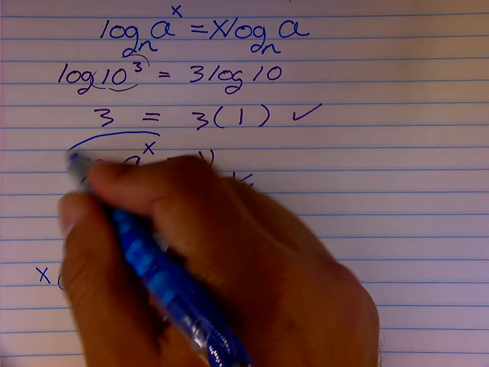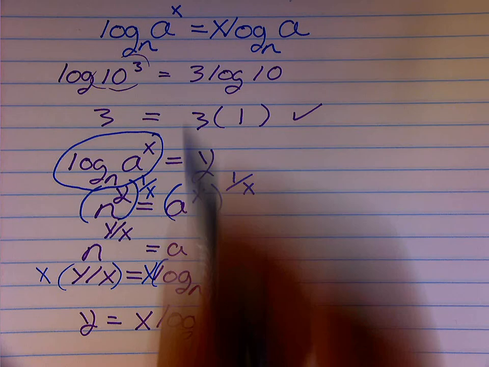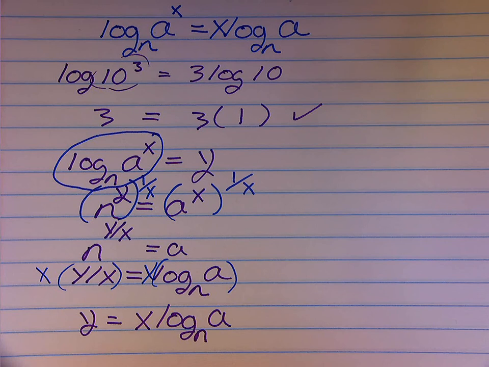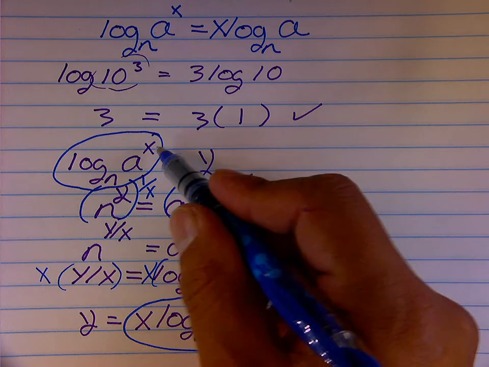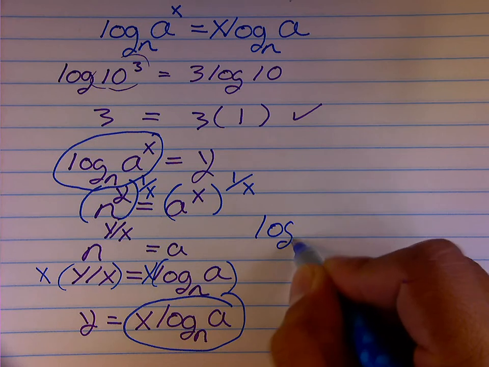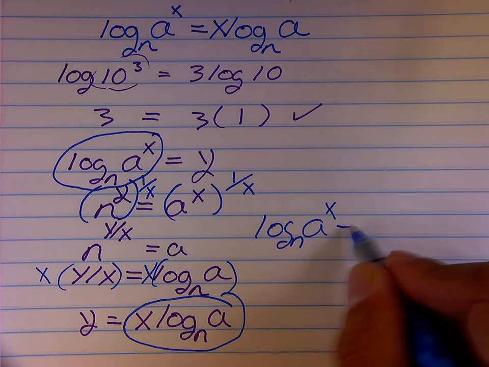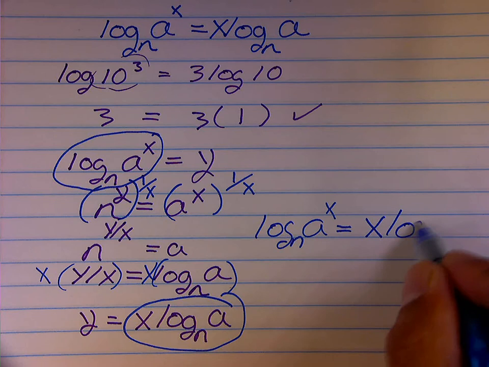Notice what happened. I started by letting that amount be y. By using my property of exponents and the definition of logarithm, I was able to change y into this value. If all of my properties of math are valid, which they are, then I have proven that this value is equal to this value.